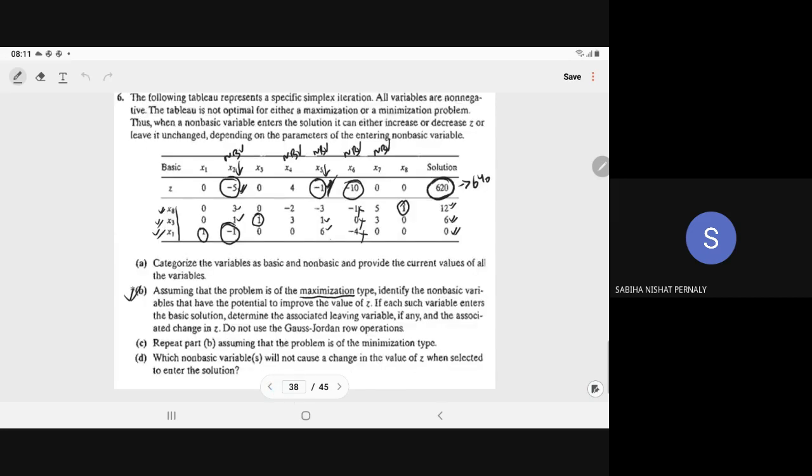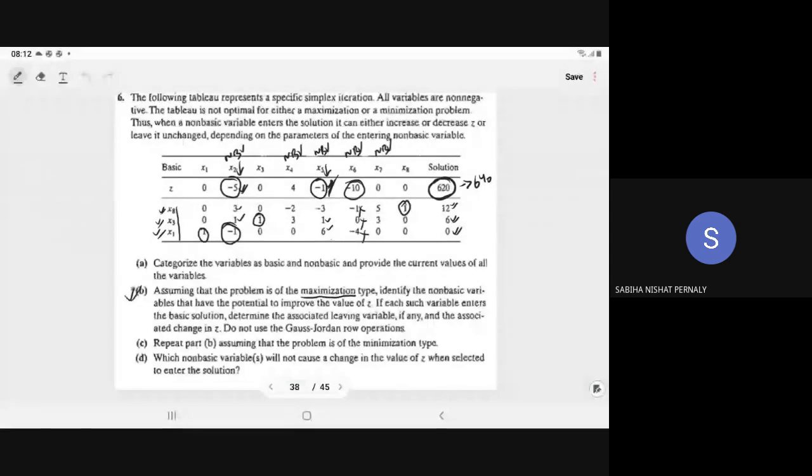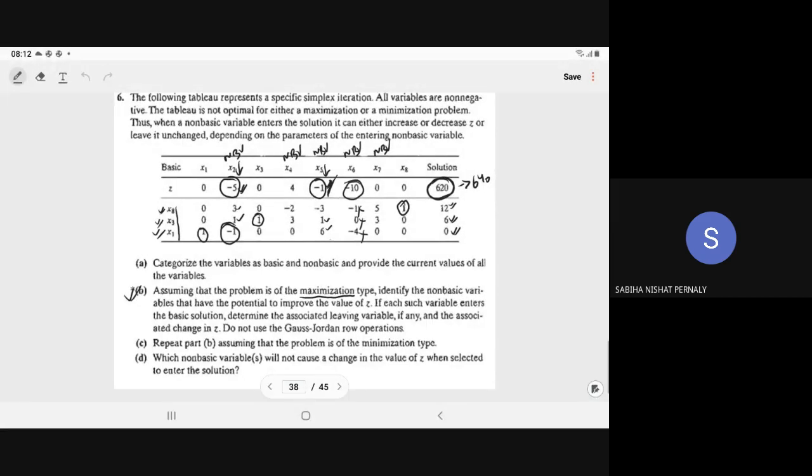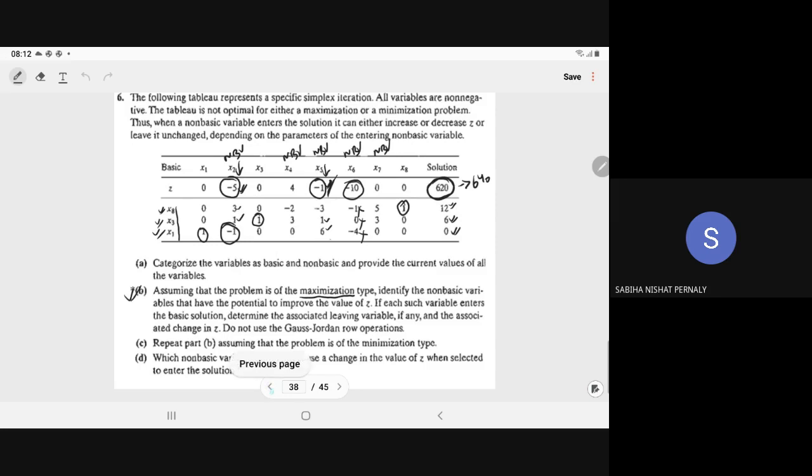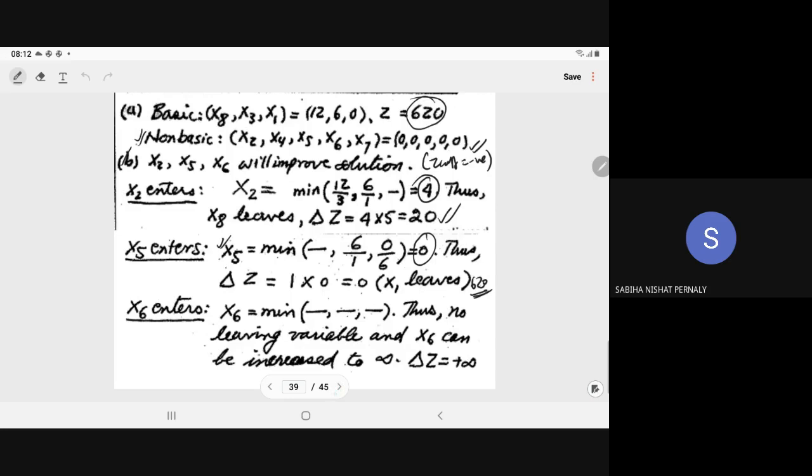If x6 enters, then you are not able to take any ratio, right? You are not able to take any ratio because the elements of the entering column are either negative or 0. So in this case, you cannot take the ratio. It means there is no leaving variable. So here you can see actually what is the meaning of the leaving variable.